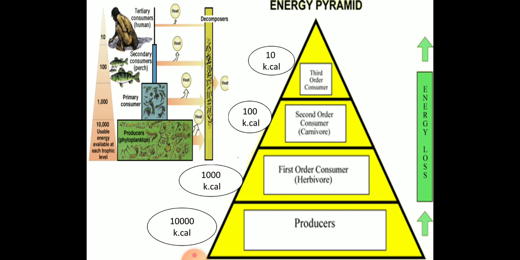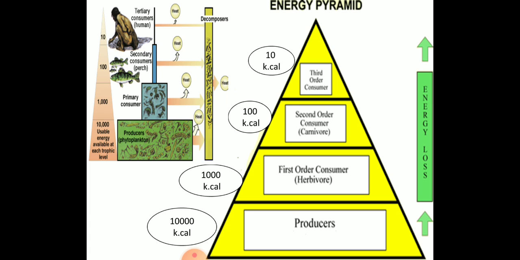Usually if you take the energy by the producers, that's around 10,000 kilocalories of energy utilized by the producers. If you go to the next trophic level, occupied by the herbivores, only 1000 kilocalories of energy will be transferred. And if you go to the third trophic level, occupied by the consumers, that's 100 kilocalories of energy. And if you go to the next higher level, or the third order of consumer, that's trophic level 4, only 10 kilocalories of energy will be transferred.